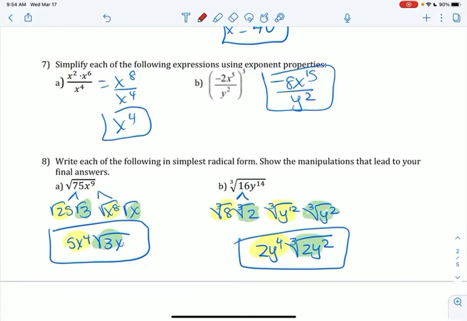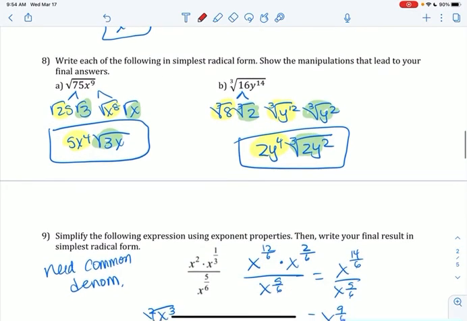For b, everything is to the 3rd power. So negative 2 to the 3rd power is negative 8. A power to a power, you are multiplying. 5 times 3 is 15. And I just noticed I forgot to do the y. So remember, the y squared is also to the 3rd power. So this should be y to the 6th. Sorry about that.